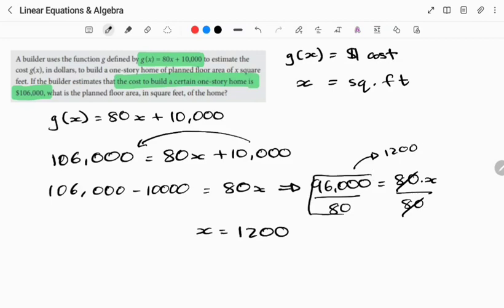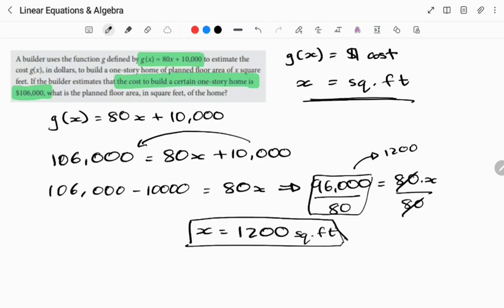Solving this. So what is the units here? Our x is square feet. And the question is asking us how many square feet will be built for this cost. So this is our final answer. 1,200 square feet will be built.